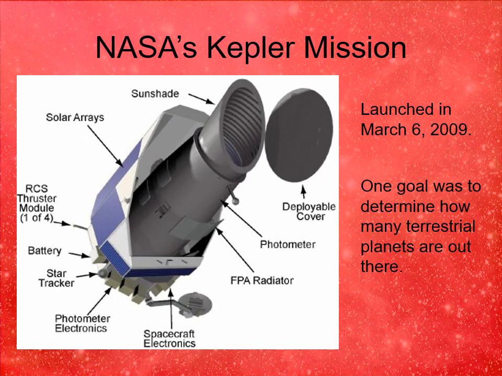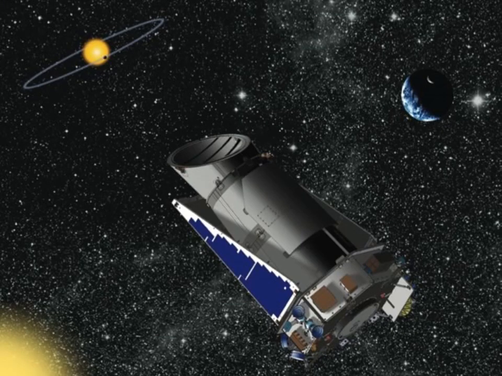NASA launched a spacecraft called Kepler back in 2009, and the Kepler spacecraft was designed to just look in one direction in space at a whole bunch of stars, and wait and measure all those stars continually to see planets possibly go in front.